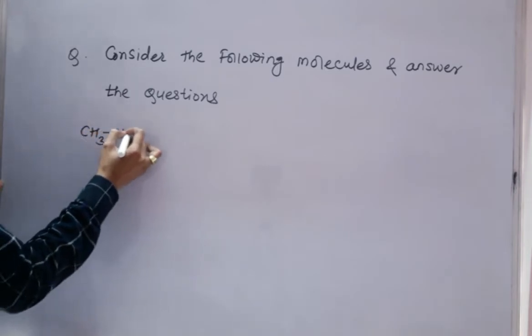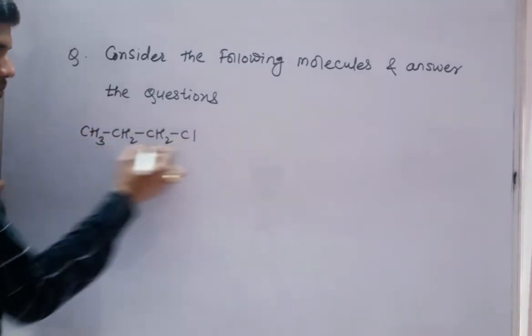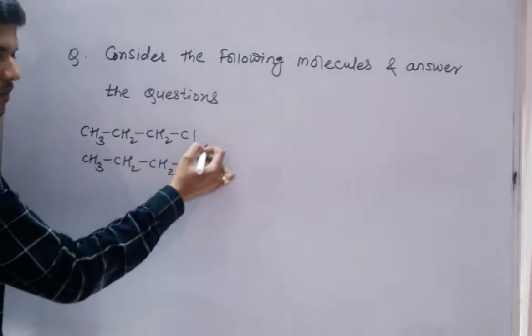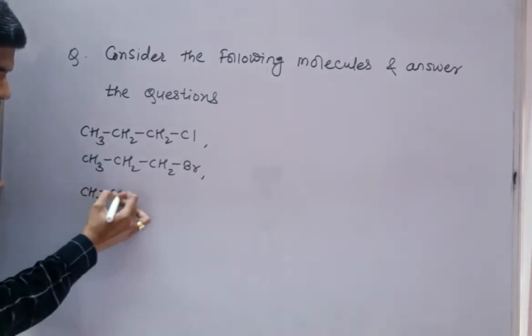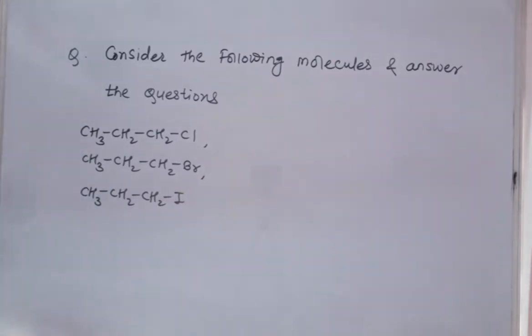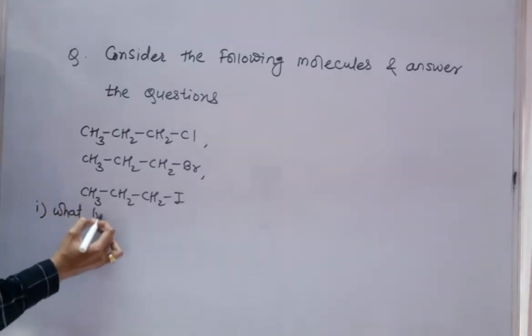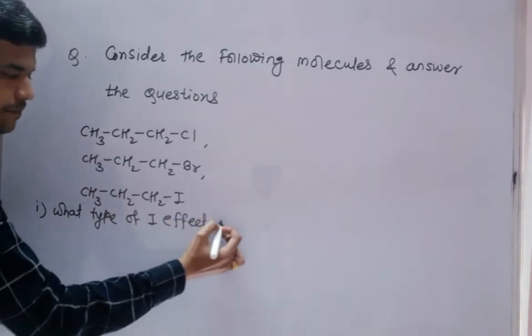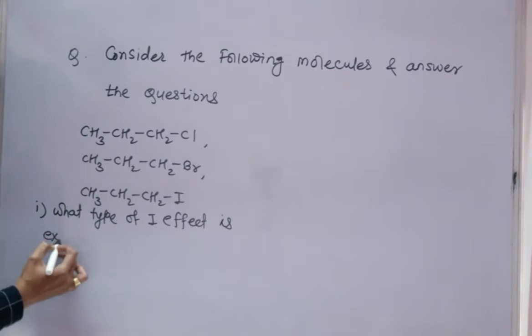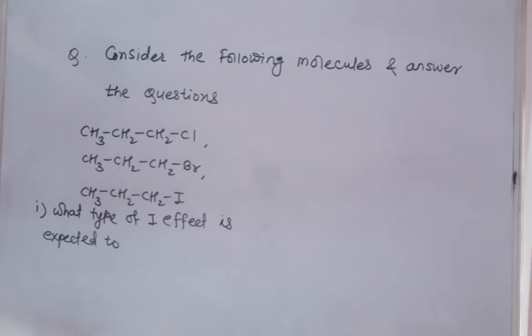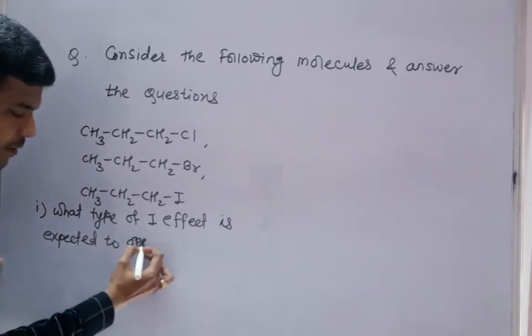CH3CH2CH2Cl, CH3CH2CH2Br, CH3CH2CH2I. Okay, these are the three molecules. What type of inductive effects is expected to occur, or expected to operate, in these molecules?